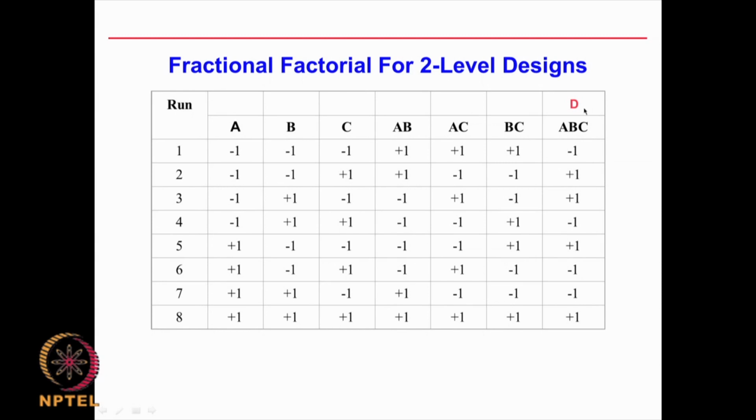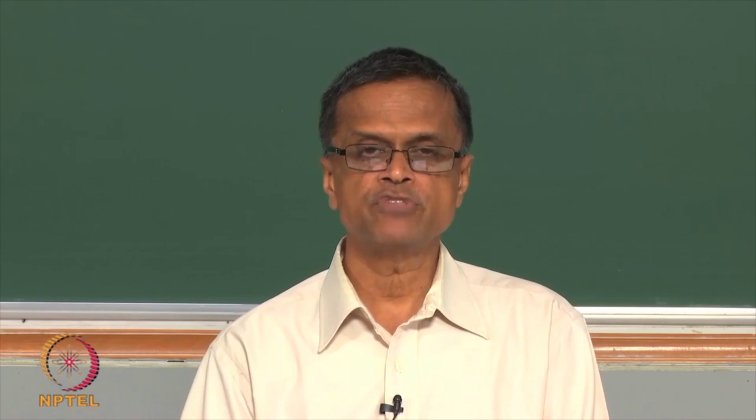So, your design will be only 8 experiments, 4 factors. A will be modified like this, B is modified like this, C is modified like this, and D is modified like this. So, if I have temperature, pH, carbon, nitrogen, 4 factors, instead of doing 16 experiments, I am doing half of 16. So, I will have only 8 experiments.